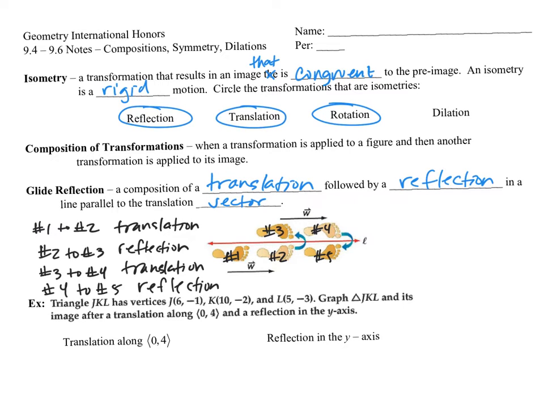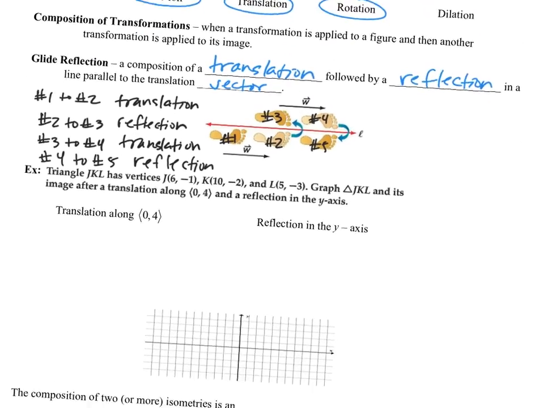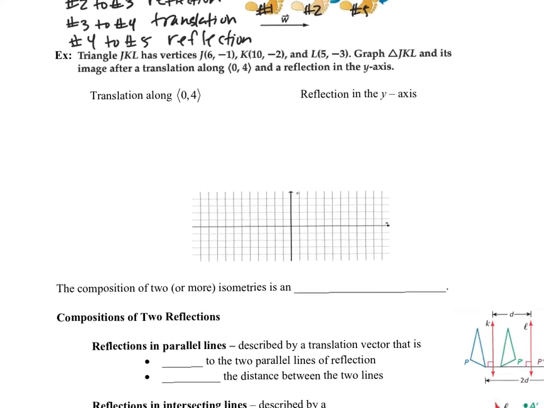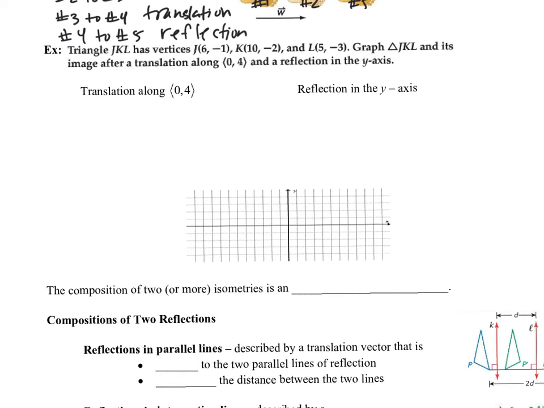Now let's take a look at a glide reflection in the coordinate plane. This next example says triangle JKL has vertices J, K, and L, which are given here. We're going to graph that triangle and its image after first a translation according to the vector <0, 4>, and then a reflection in the y-axis. So let's start this example by graphing these 3 points. Let's graph J, K, and L.